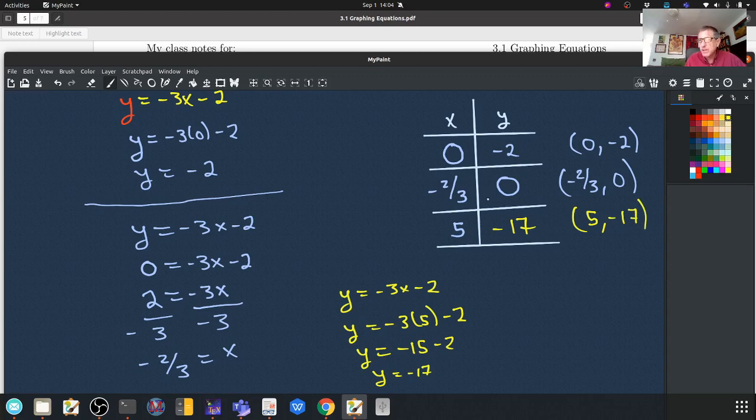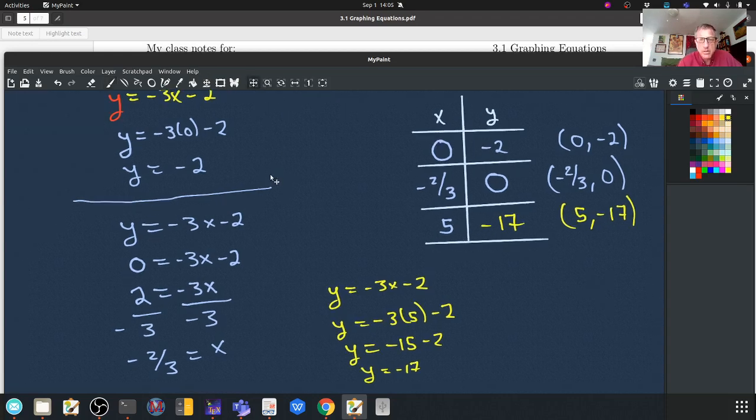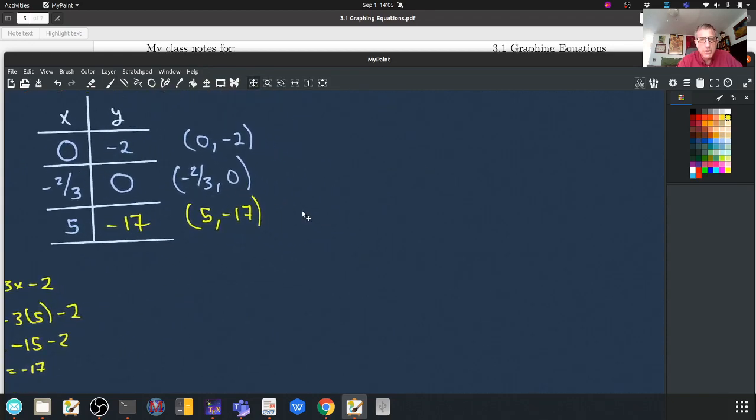There are literally an infinite number of choices and an infinite number of points, because a line is made up of all of the pairs x and y that make its equation true, and there's an infinite number of pairs of x and y. That means you get to choose. So again, this whole method is called the table of values.